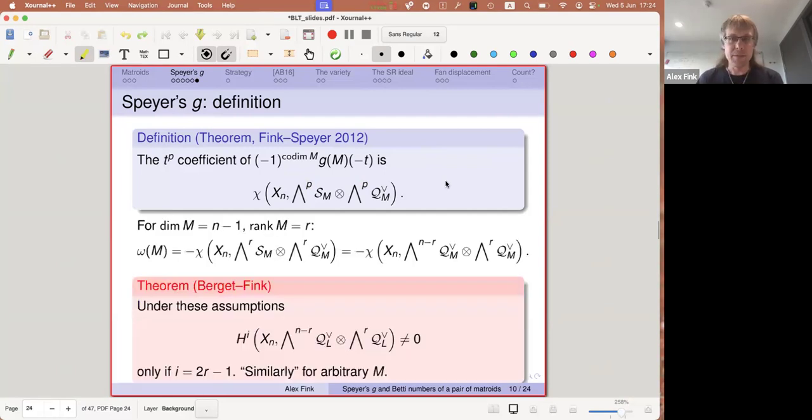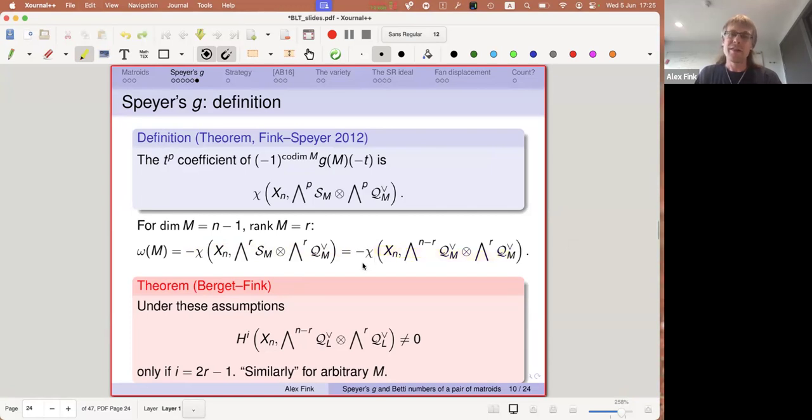And in focusing on the top coefficient, let's suppose the matroid is connected, call its rank R. Well, okay, then the top coefficient is this Euler characteristic with a sign, and using the exact sequence that relates S and Q, we can change this wedge of S to another wedge of Q dual, and this is the perspective in which we're going to look at it.